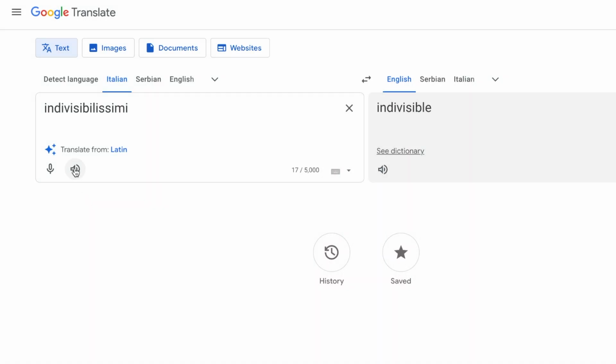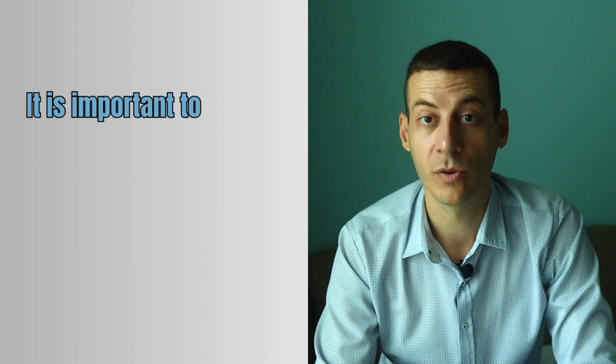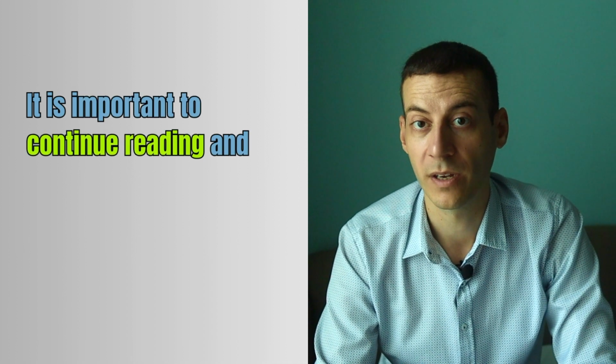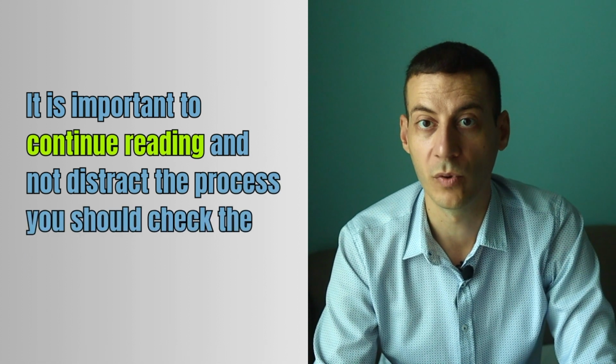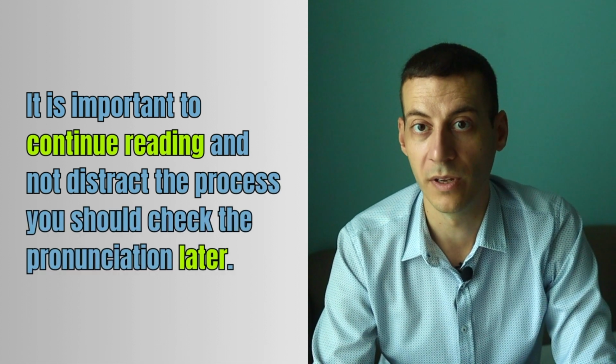So if I'm not sure about the pronunciation of the word, when I check the meaning of the word, I also check the pronunciation. You can do that in Google Translate, for instance. But I stress once again that it is essential to continue reading and not distract the process. You check pronunciation only afterwards, when you finish one part of the book that is a whole in itself.